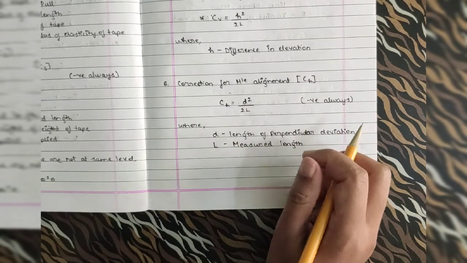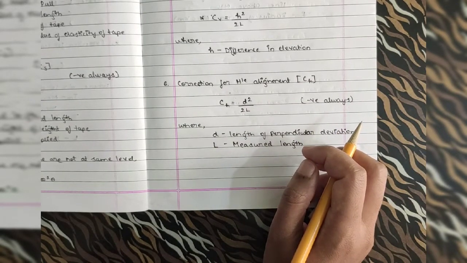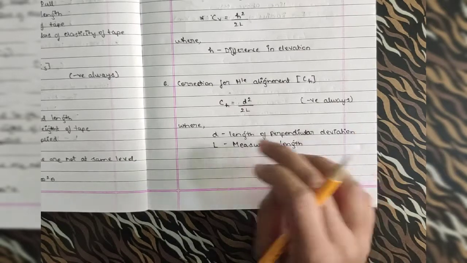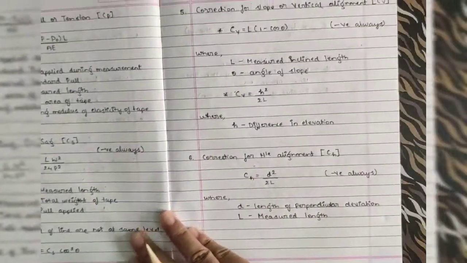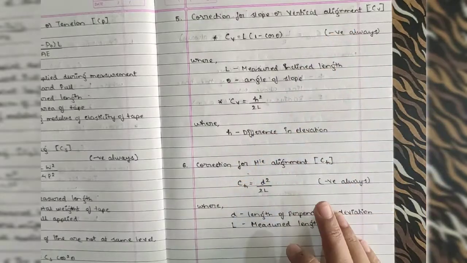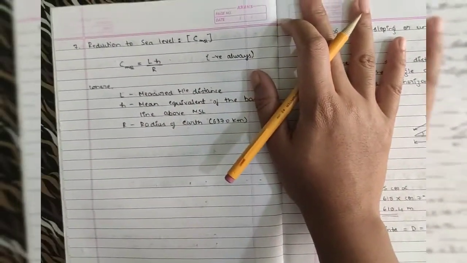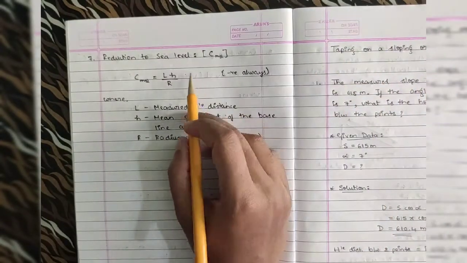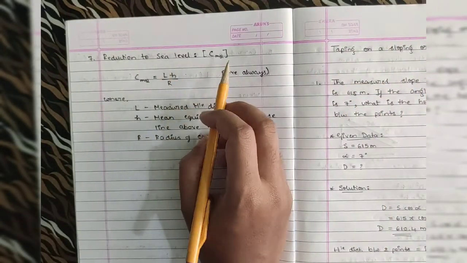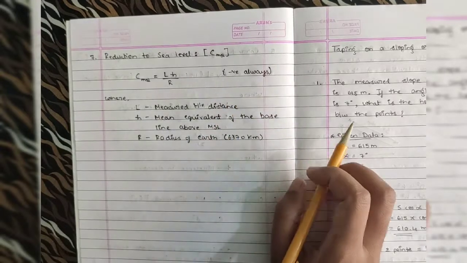So the corrections which come after correction for pull, that is correction for sag, correction for vertical alignment, correction for horizontal alignment, and even the correction for reduced level, that is mean sea level, are also always negative.